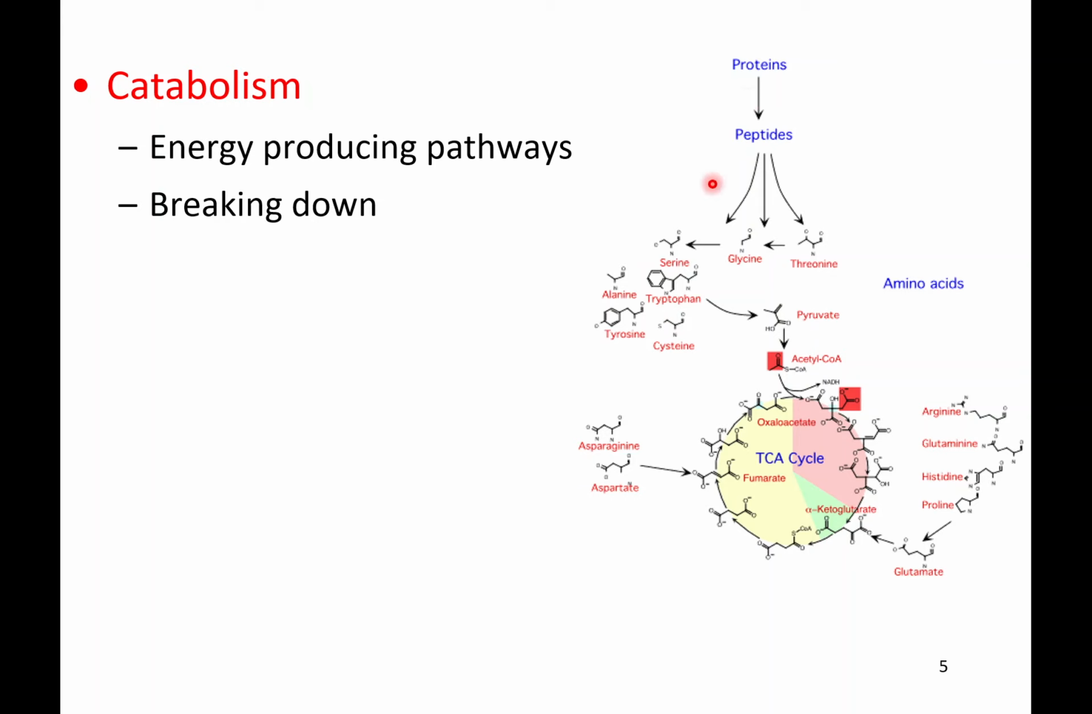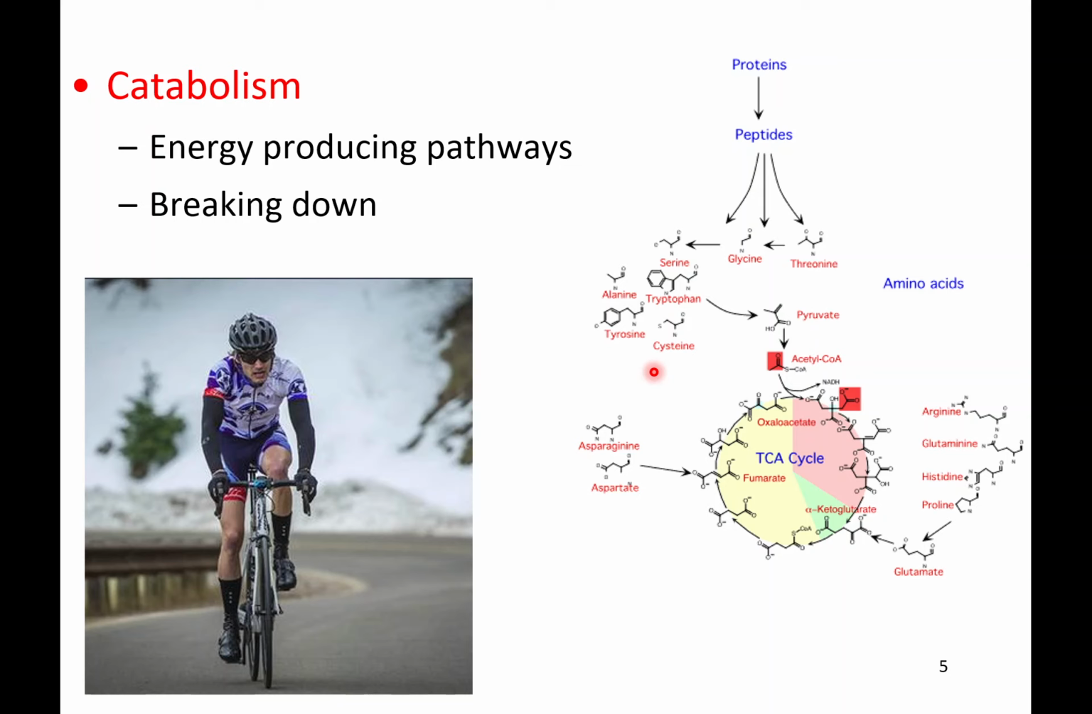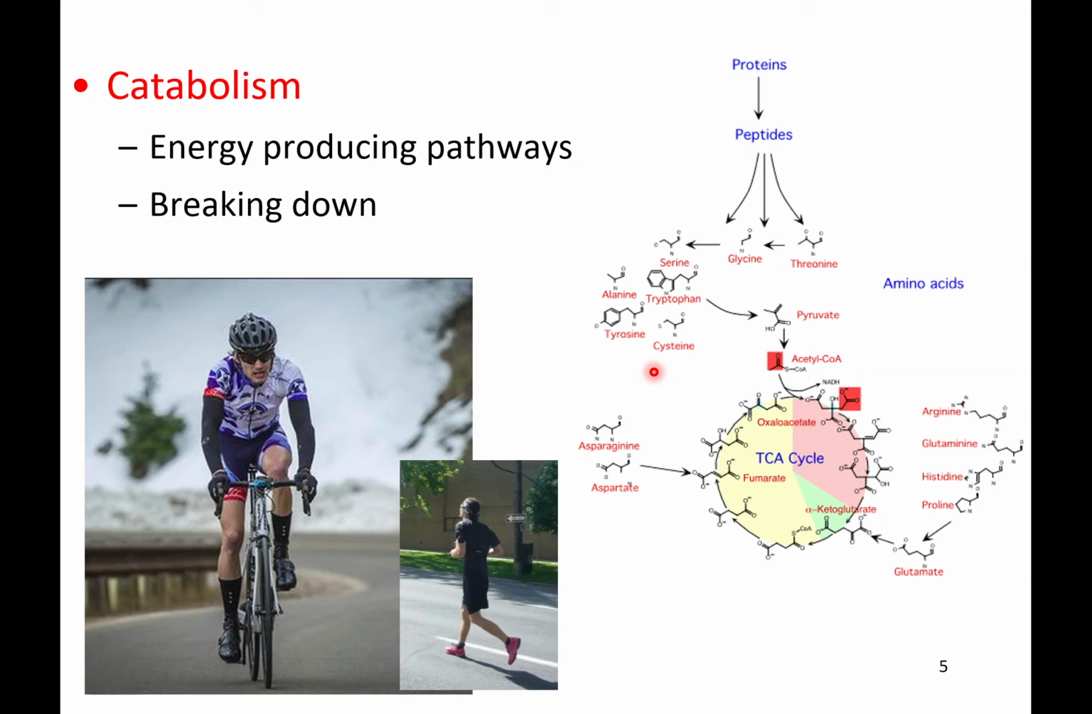You're taking more complex things and breaking them down to produce energy. You can think of those as catabolic processes. You generally think of things like riding a bike or running. Those are things where you would be breaking things down to get energy out of them.